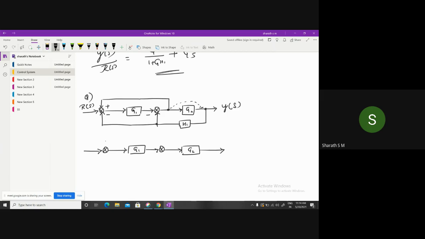Once you shift the takeoff point from left to right, what is the alteration for this feedback? Which element do we need to add here? Is it a multiplication or division operation? Division operation. So division means which element? 1 by G2. Whichever element is represented in this block should act as a division here. That is 1 over G2.